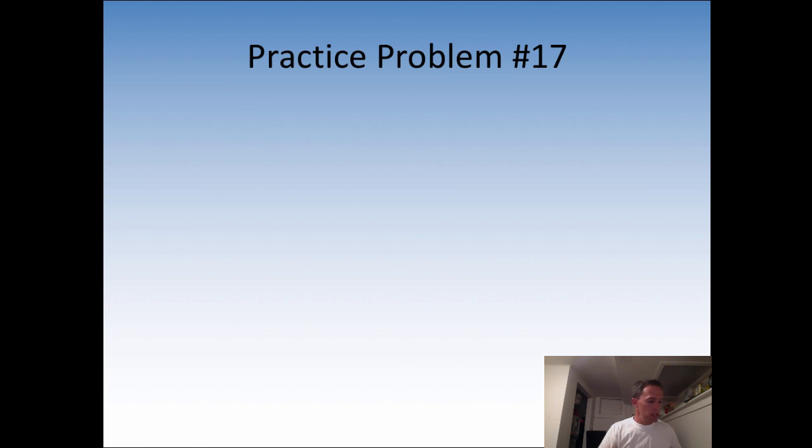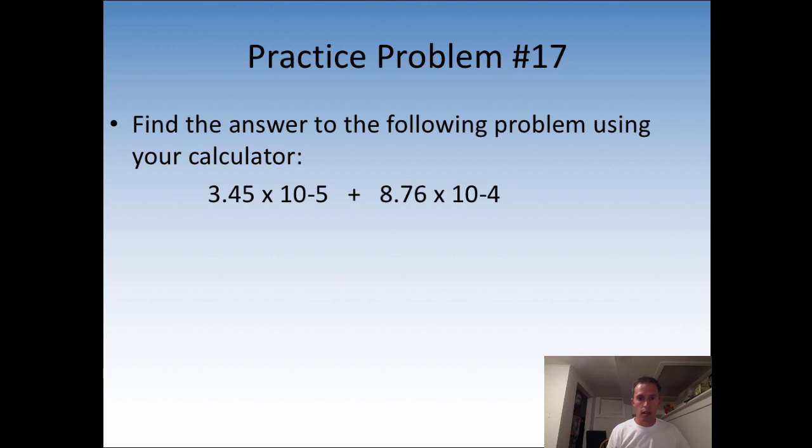Okay, let's go to practice problem number 17 and do this calculation. Okay, this -5 is the exponent here, so it really should look like this, -5. And this -4 should be the exponent here. Anyway, let's put it in the calculator.